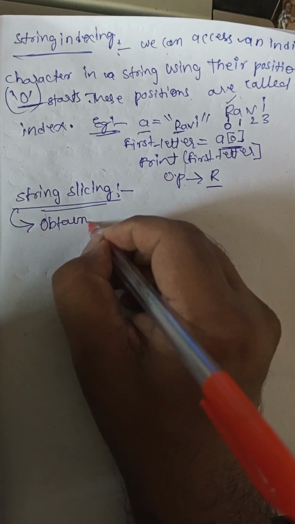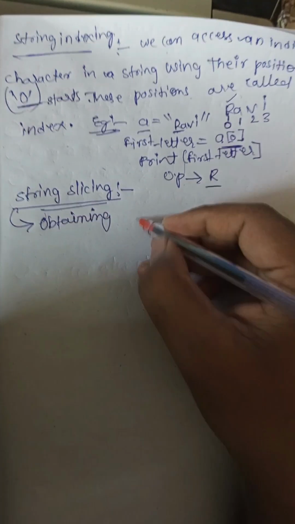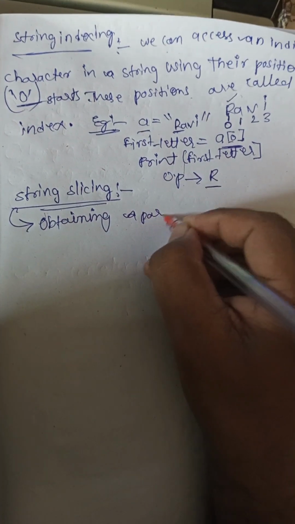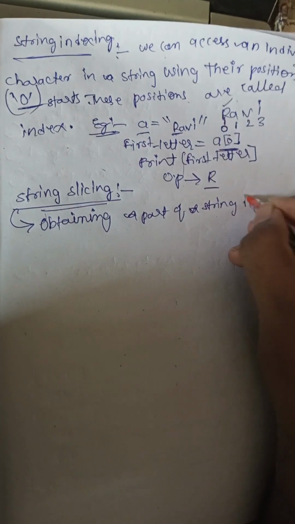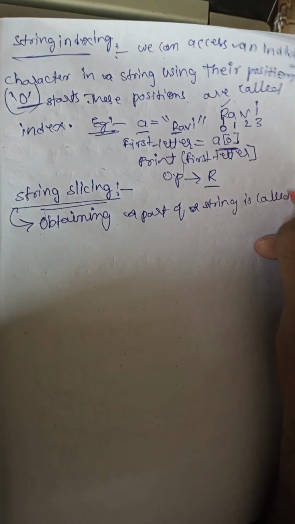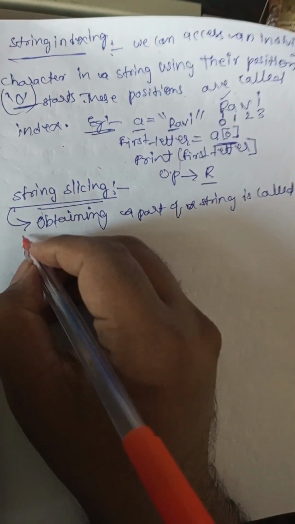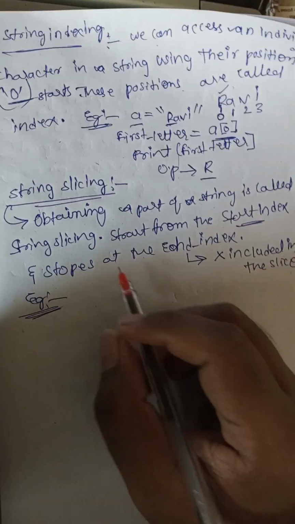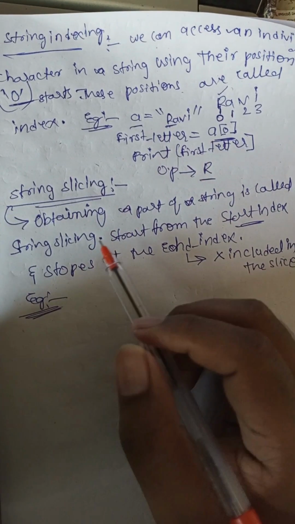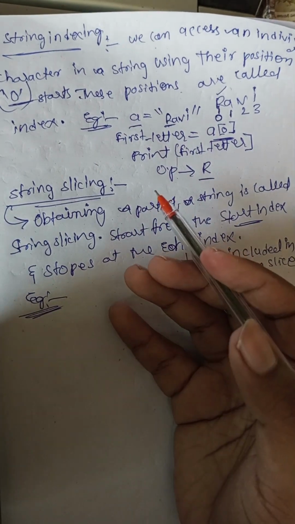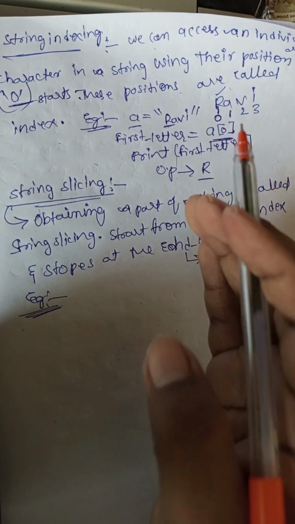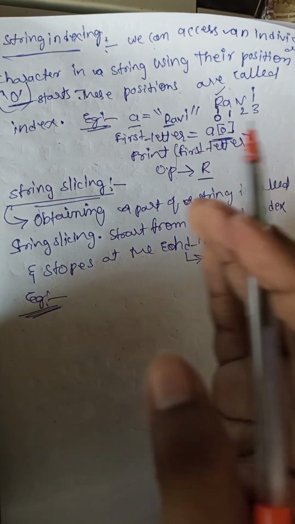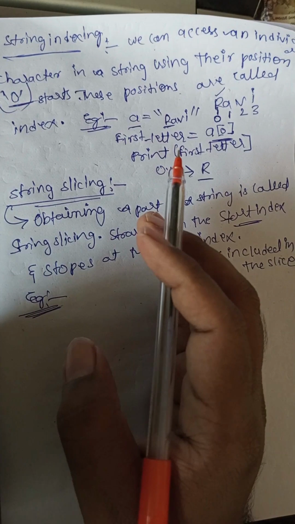String slicing, obtaining a part of a string is called string slicing. So string slicing means, once again, obtaining a part of a string. It starts from the start index and stops at the end index. The end index is not included in the slice.